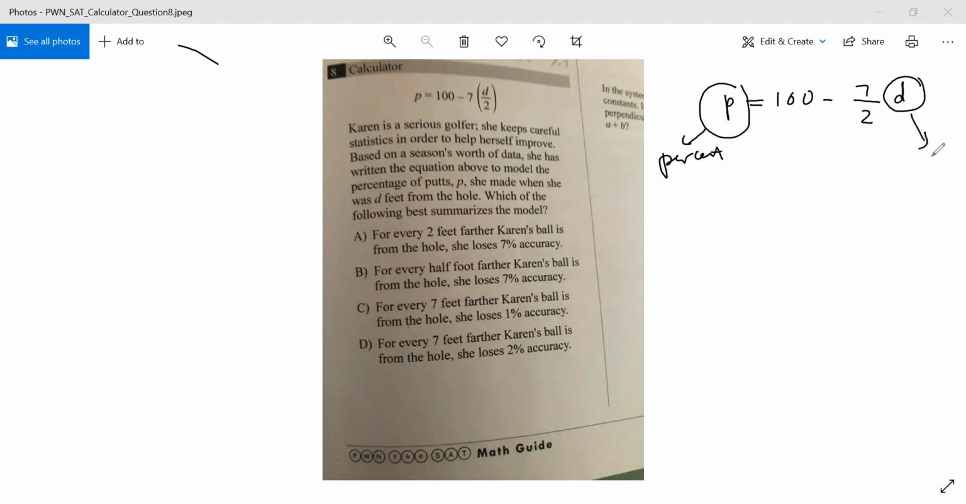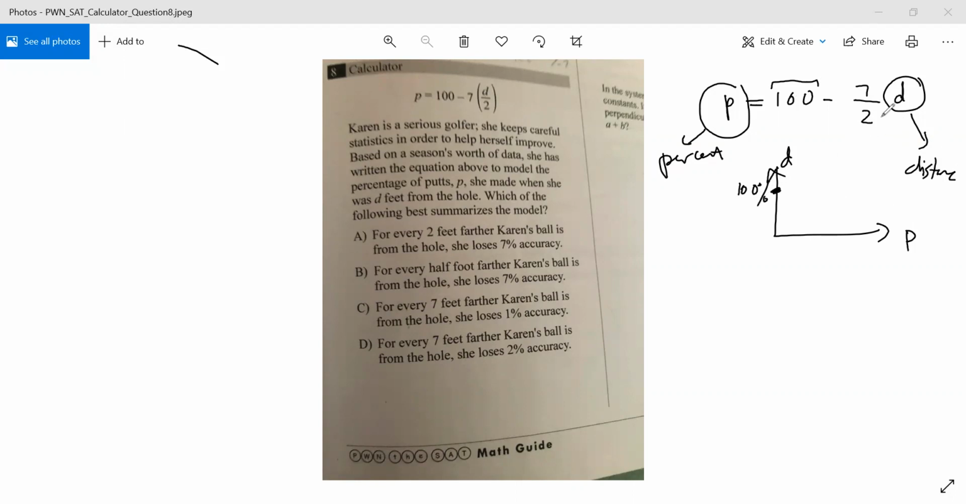And this is going to be the distance, so distance in feet, basically. So when you see this, that's D and this is P, and this is a linear equation. So the 100 is the starting value. This is like 100% here, and then it keeps going down.